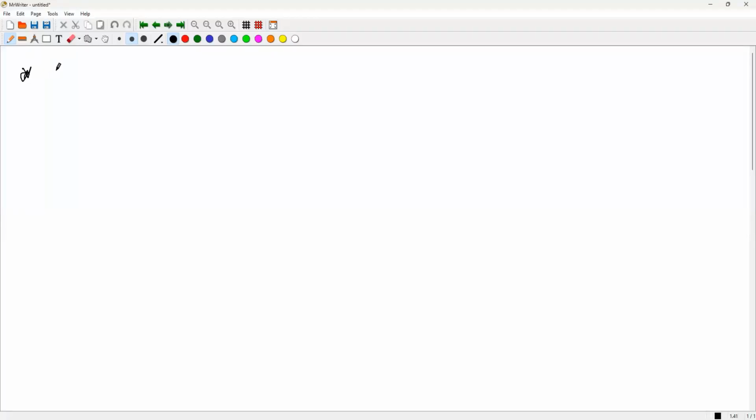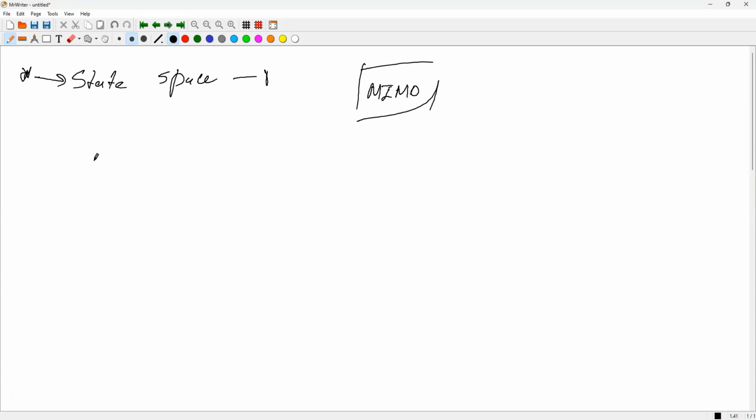I will tell you some brief idea. Okay, this is a state space. State space model means we need to deal with system MIMO, multiple input, multiple output system.